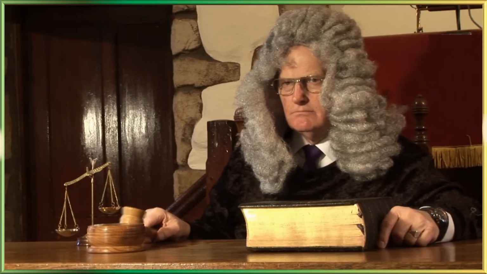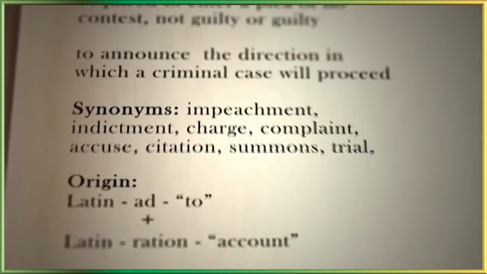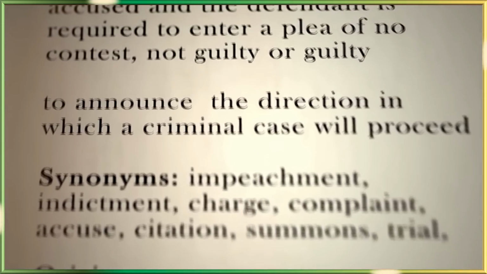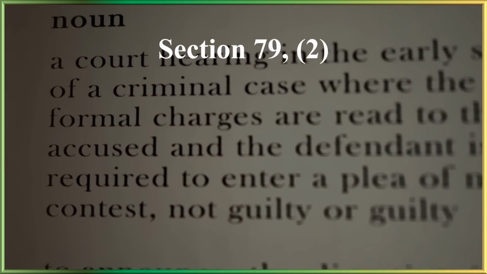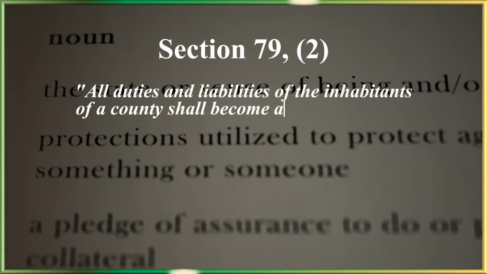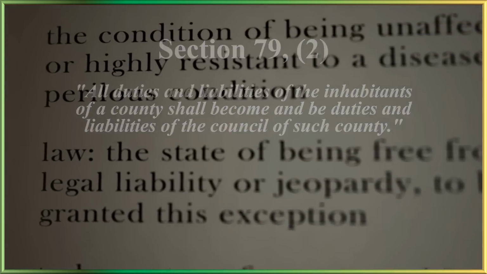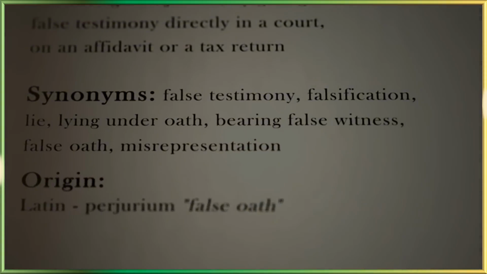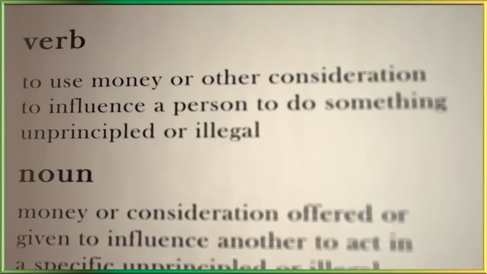In other words, councils were never intended to perform judicial functions. They were not granted the powers of courts, and they were not authorised to impose punishments or forfeitures without judicial process. Section 79, subsection 2 of the same Act also says all duties and liabilities of the inhabitants of a county shall become and be duties and liabilities of the council of such county. This raises important constitutional questions about whether councils, as corporations, can inherit individual legal liabilities at all. But that's a conversation for another time. For now, it should certainly trigger some serious doubts.